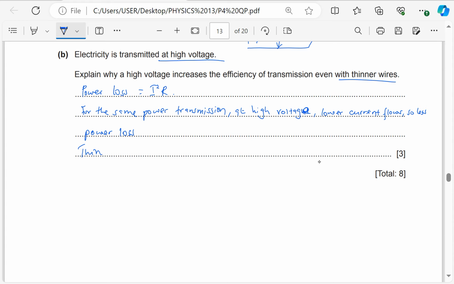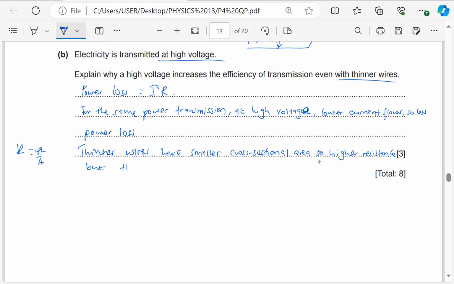So I'll say thinner wires have smaller cross-sectional area, from R is equal to rho L over area. So thinner wires have a smaller cross-sectional area, so they have a higher resistance.